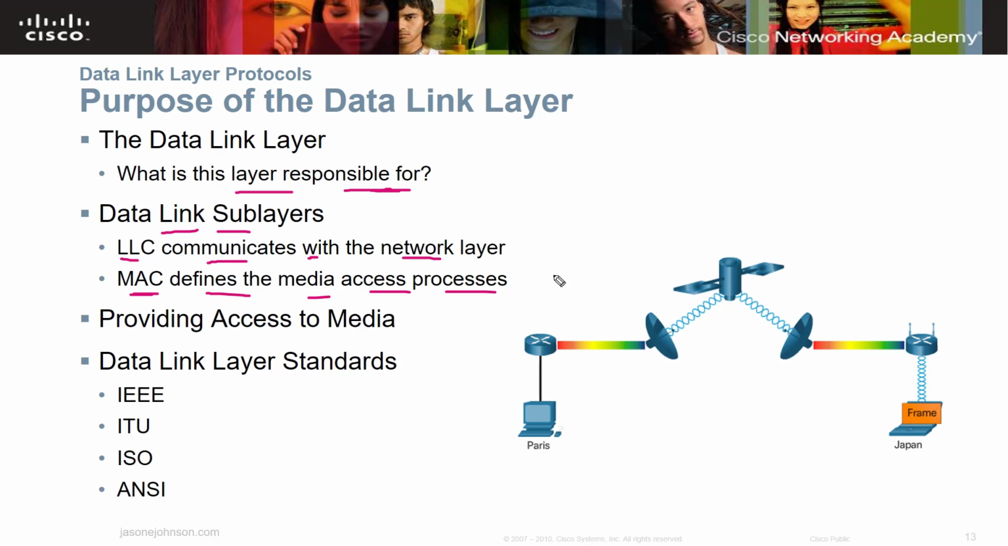So when you hear the term MAC address, that's at the data link layer, where that information is processed. It provides access to media, and there are data link layer standards organizations: IEEE, ITU, ISO, and ANSI. In the previous chapter, we talked about what some of those standards are. These are some of the standards and organizations that are out there: ANSI, ISO, ITU, and IEEE. You can look those up on the internet.